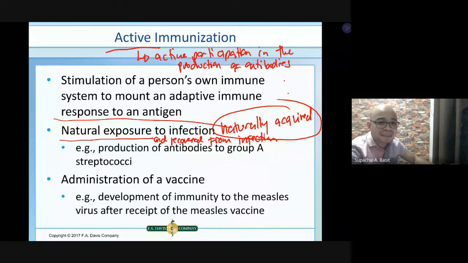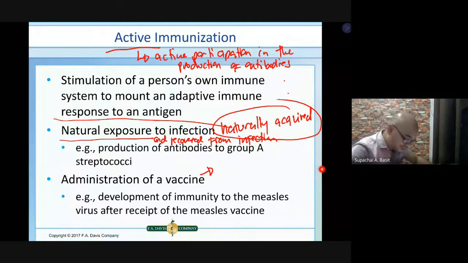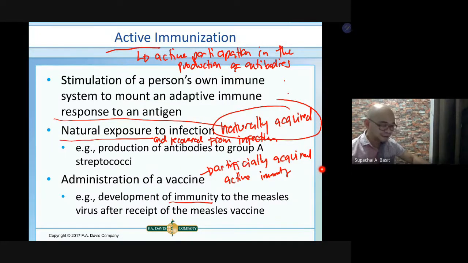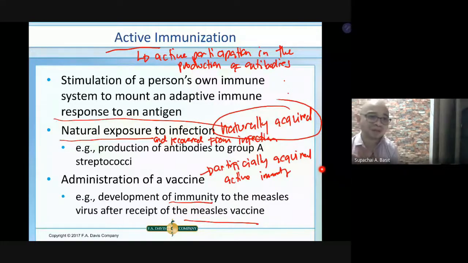Second is the administration of vaccine, which is an example of artificially acquired active immunity. Here, there is a development of immunity. An example is infants, whom we immunize against measles. If they receive the measles vaccine, we expect that they will be protected against the measles virus. Likewise, for those of you who have received the COVID-19 jab, that is an example of artificially acquired active immunity.